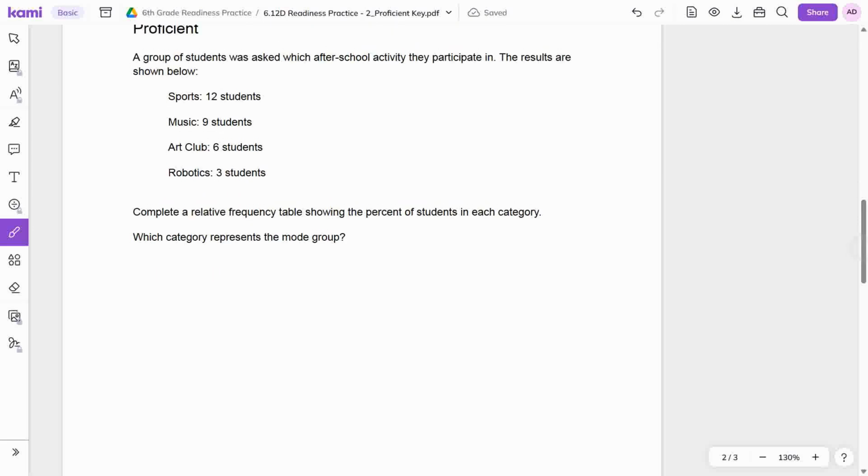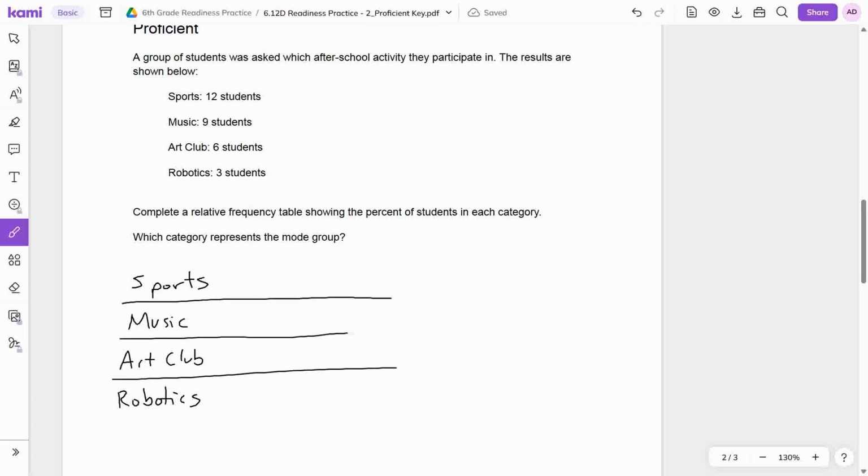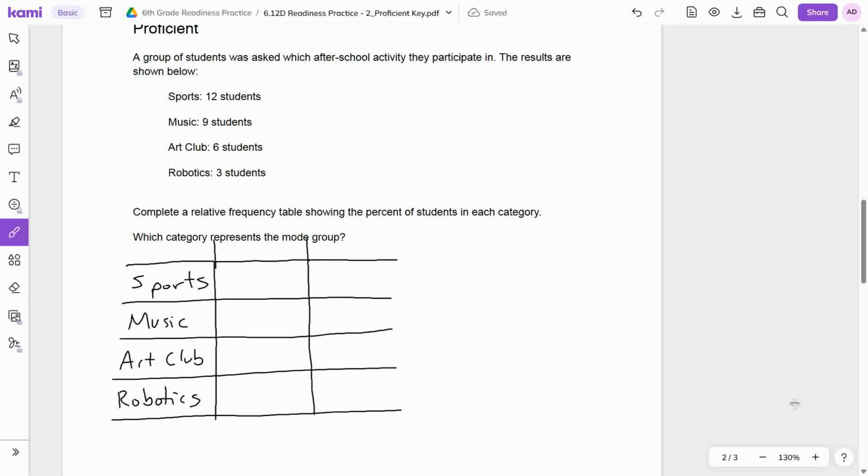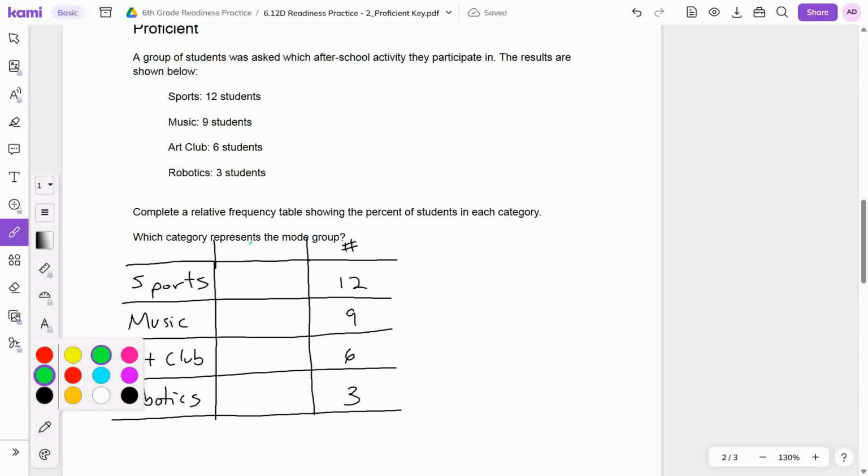So let's do it like this. We'll do sports, music, art club. So this time what they're going to do is they're going to give us the numbers. We need to create the percentages. Robotics. All right, so I will go ahead and do it in the same order as the last one. So what I'm going to do is I'll put my numbers over here on the right hand like we did last time, 12, 9, 6, 3, and our answers will be the percents.